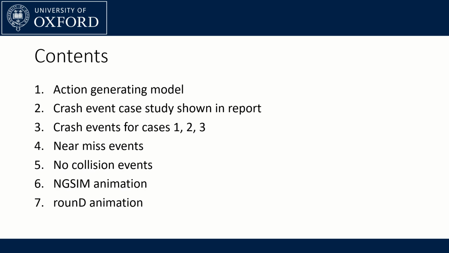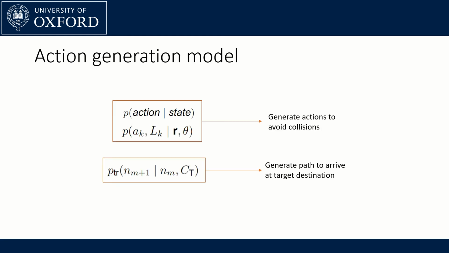So, in terms of the contents of the presentation, I want to briefly summarize the model that I use to generate vehicle actions, and then I'll show the animations for the crash event I've attached in my report, and then three more animations corresponding to crash event types 1, 2, and 3, which I've defined in my report, and then animations for some near miss events and animations for events which are neither near miss or a crash event. And finally, I just want to show the complete animation for the NGSIM dataset and the rounD dataset.